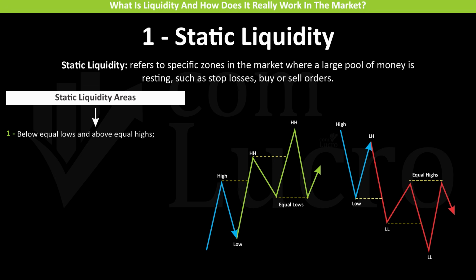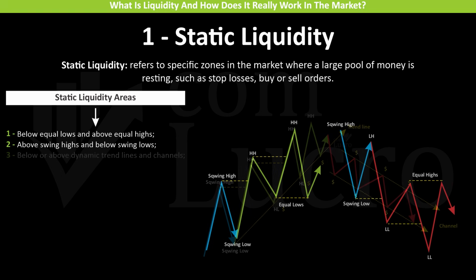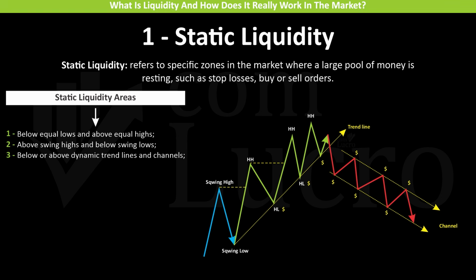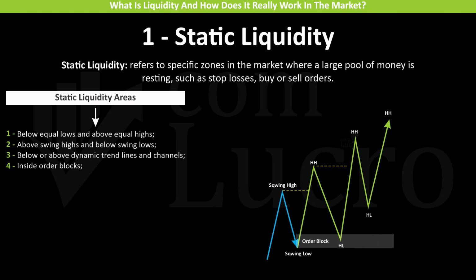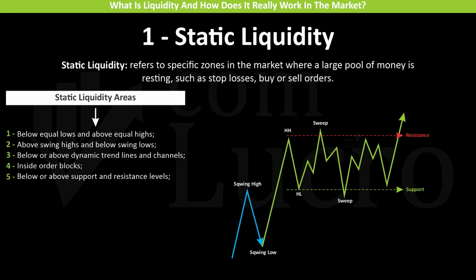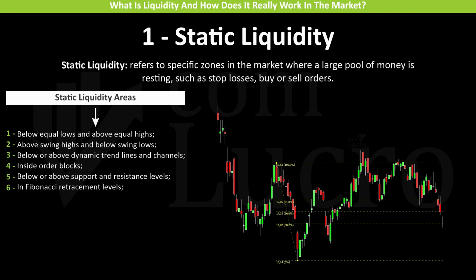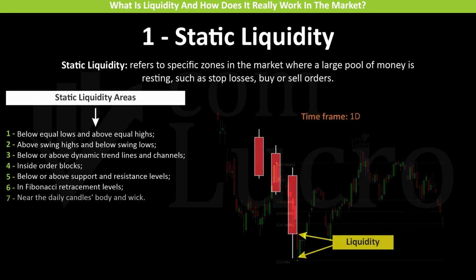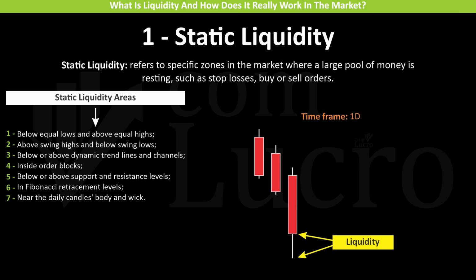Static liquidity can be identified in several recurring areas on the chart, such as below equal lows and above equal highs, above swing highs and below swing lows, around trend lines and channels, and within or around order blocks. It is also present around support and resistance levels, Fibonacci retracement zones, and near the body and wicks of daily candles. When you consistently recognize these zones, you begin to understand how strongly they influence price direction. Ignoring them often leads to unnecessary losses.